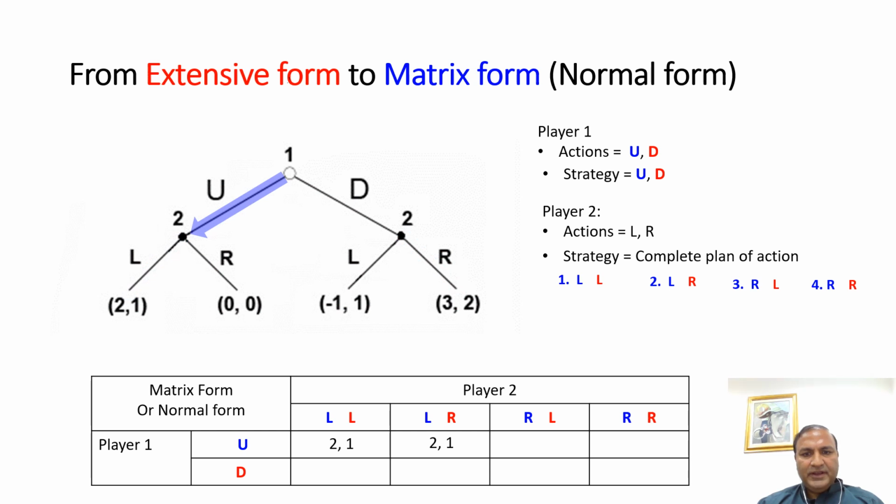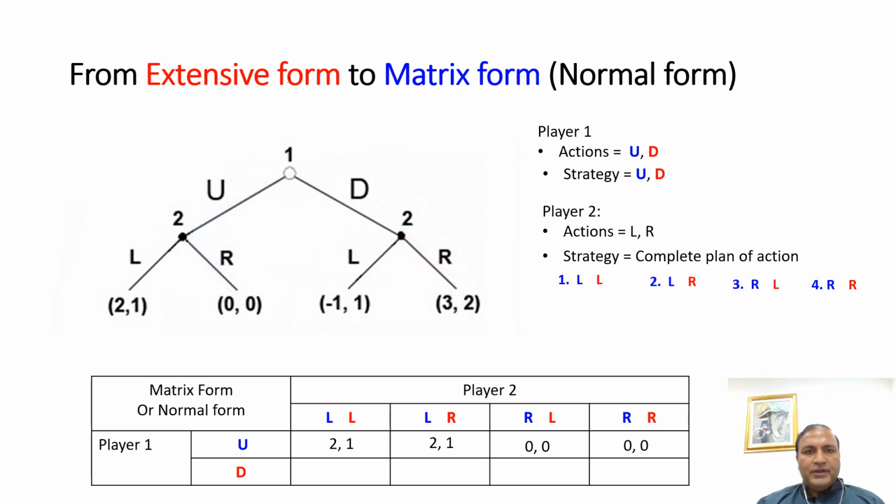The next possibility is player 1 is choosing still U and player 2 is choosing R and L. So again, if you follow the path, you get a payoff equal to 0, 0. So this payoff comes here. And the next one, player 1 chooses U, player 2 chooses R and R. So again, if you follow the path, you will see the payoff is equal to 0.